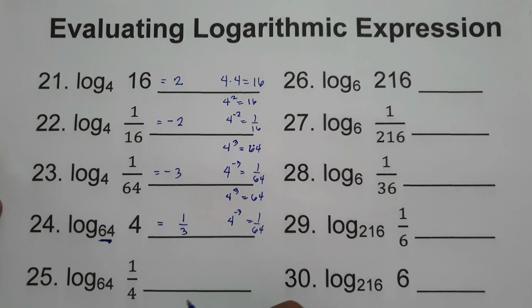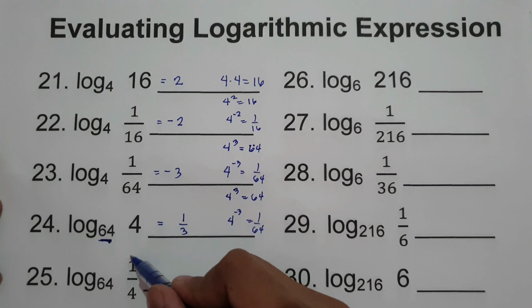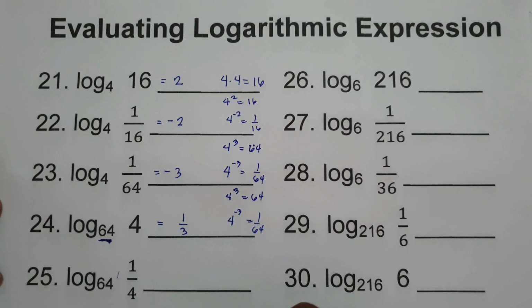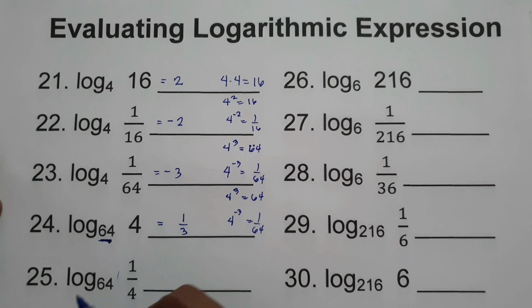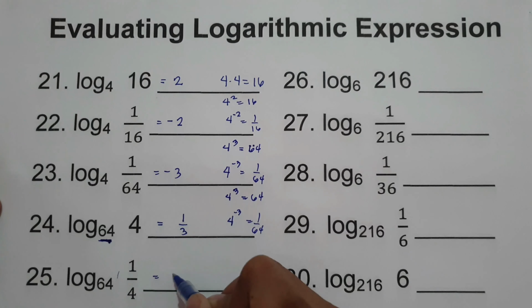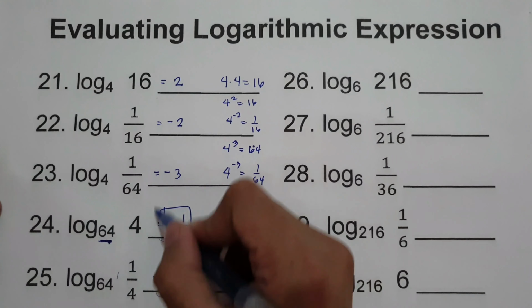Now, what about log 1/4 to the base 64? So as you can see, whenever we have a fractional log, the result should be negative. So if log 4 to the base 64 is 1/3, therefore log 1/4 to the base 64 is negative 1/3. So this will be our answer.